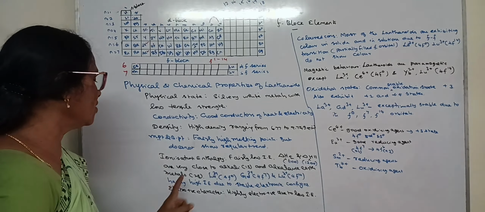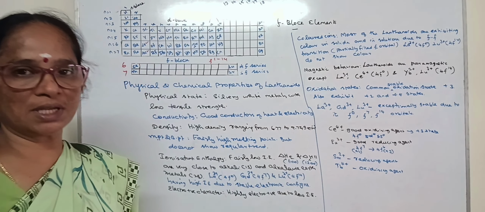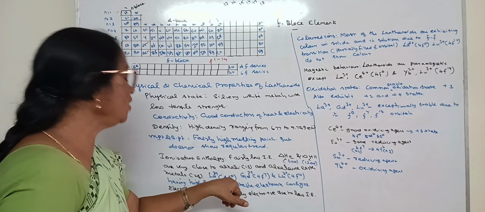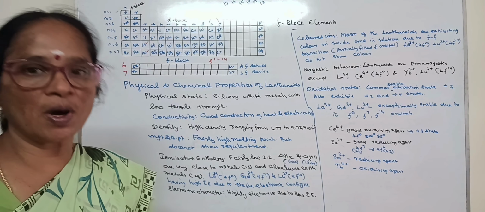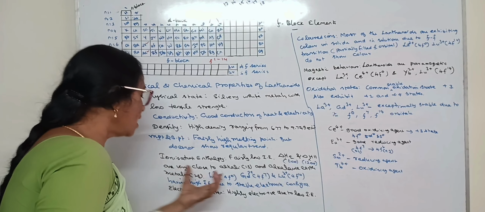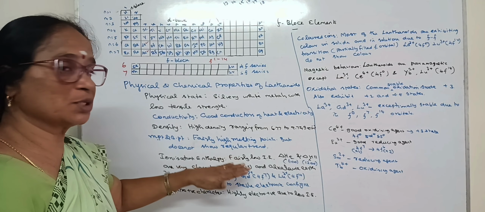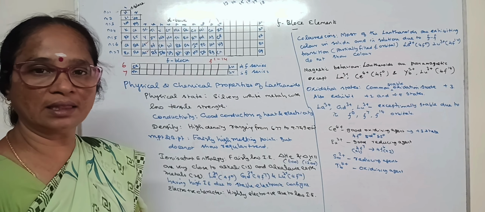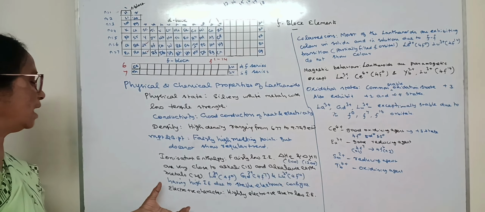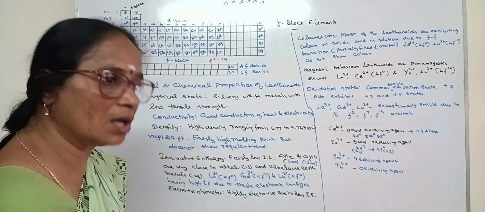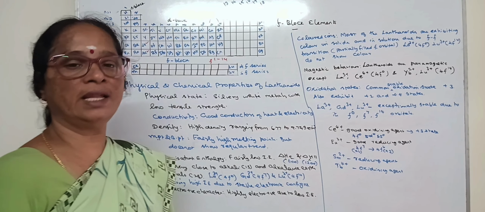So here we can say lanthanum 3+, gadolinium 3+, lutetium 3+ possess the empty 4f orbital, half filled 4f orbital and fully filled 4f orbital. So being half filled, empty and fully filled, what happened? They possess very high ionization enthalpy in their +3 state, and moreover the electropositive character is also very high because of their very low ionization enthalpy.